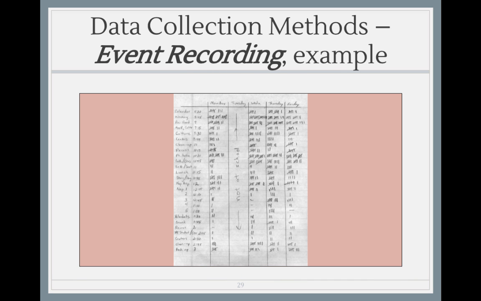I have a couple of examples of what event recording can look like. So this example you can see is just on a regular notebook piece of paper. There are columns that designate the days of the week, and there are rows that designate the different activities and the time of the activities during the day.